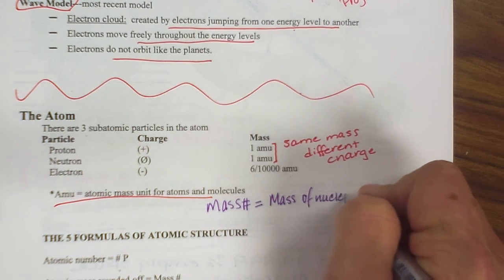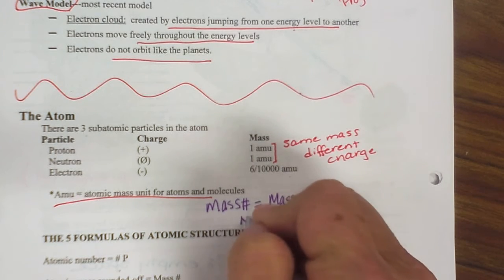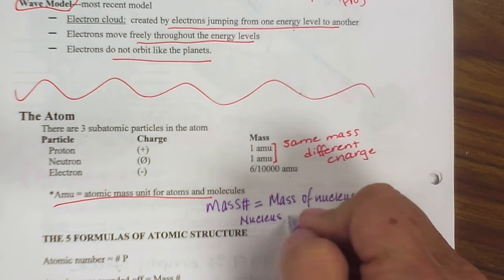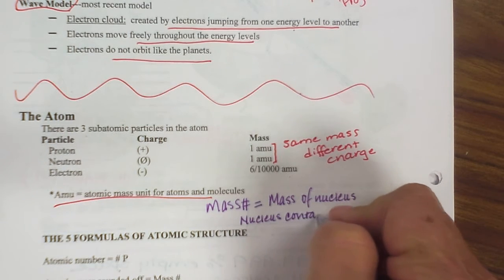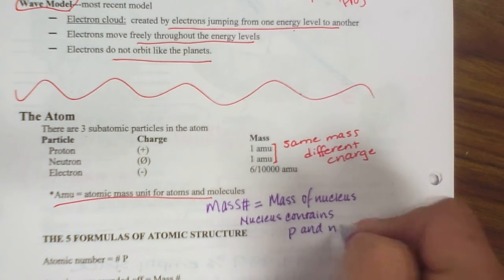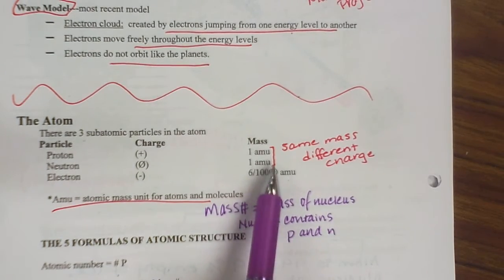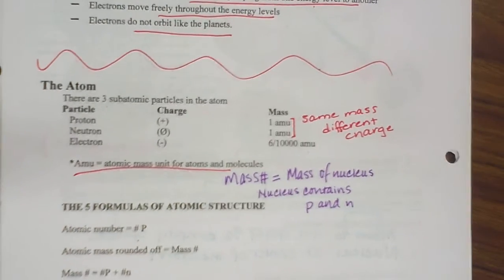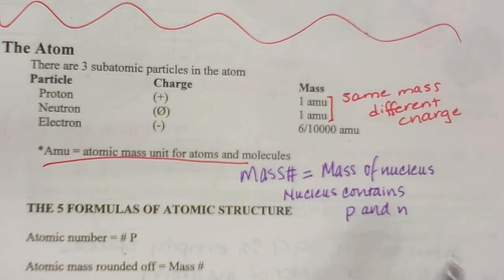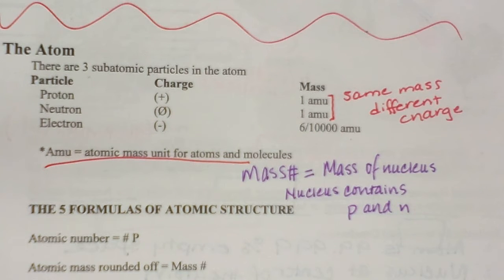And that is because the nucleus contains the protons and the neutrons. And the thing is that since the protons and the neutrons each are worth 1 AMU, the mass number does not have any decimal points. It's whole numbers, 1 AMU and 1 AMU. So if the protons and the neutrons are each 2, then the mass number, the mass of the nucleus, is 4. And it's a whole number.